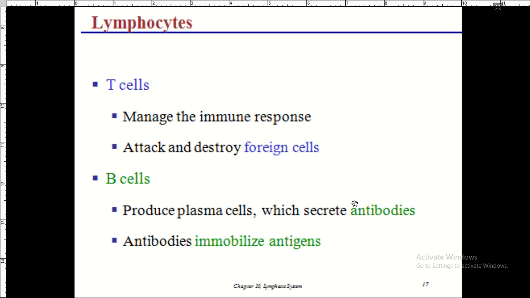T cells manage the immune response. They attack and destroy foreign cells. We have T helper cells and cytotoxic T cells, which have different mechanisms of destroying and attacking foreign cells. As for the B cells, they have the humoral immune response. They mature to become plasma cells and secrete antibodies. These antibodies immobilize antigen, enter the complement system, opsonize antigen, and so forth.